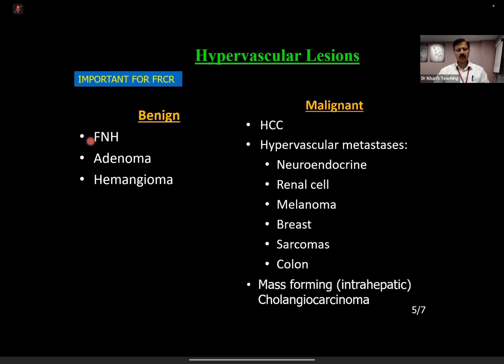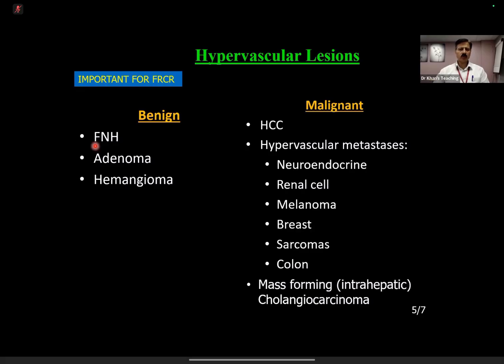FNH, by definition, focal nodular hyperplasia. Look at the word: focal nodular hyperplasia is not a neoplasia. Actually, what happens is that this is a hyperplastic response to a vascular malformation. And so there is an artery supplying it, and it's a hyperplastic response, and it enhances on arterial phase. Clinically speaking, when you diagnose FNH, you are very happy.